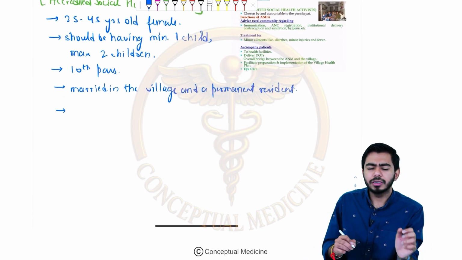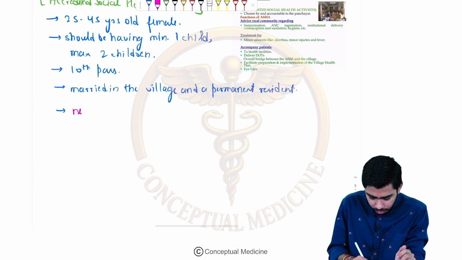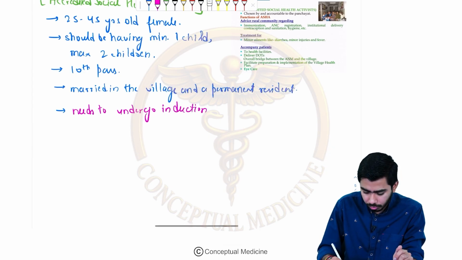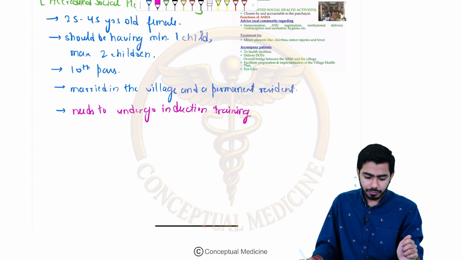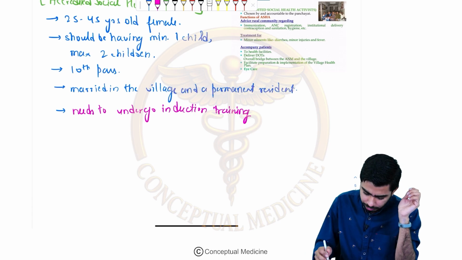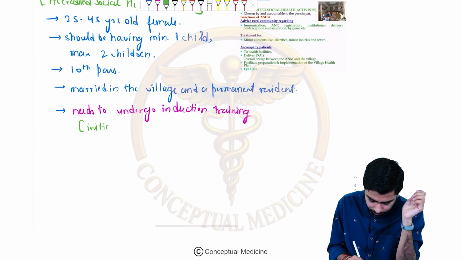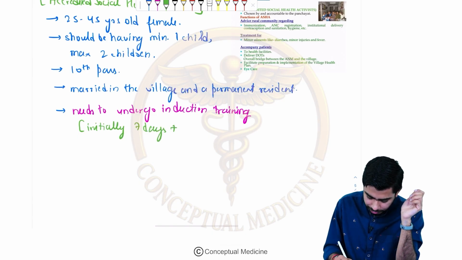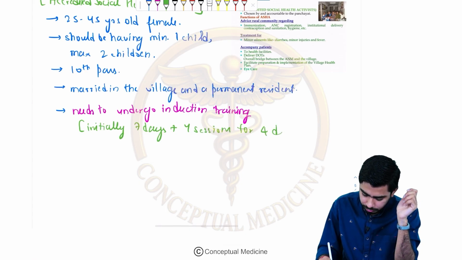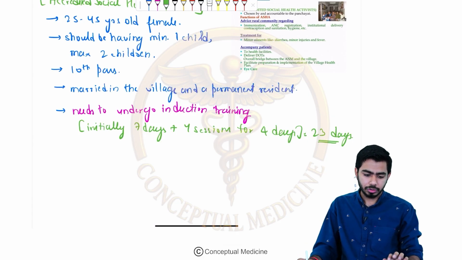Now, once the ASHA worker is appointed, she should undergo the induction training. So she needs to undergo the induction training. In this induction training, initially there will be classes for 7 days, and then 4 sessions will happen for 4 days, right? So initially there would be 7 days of classes, with that 4 sessions for 4 days. So in total it will be 23 days of induction training for the ASHA worker, right? So that is very, very important.